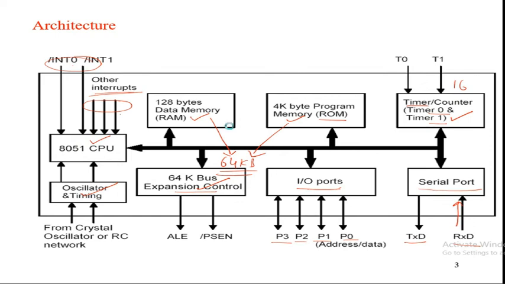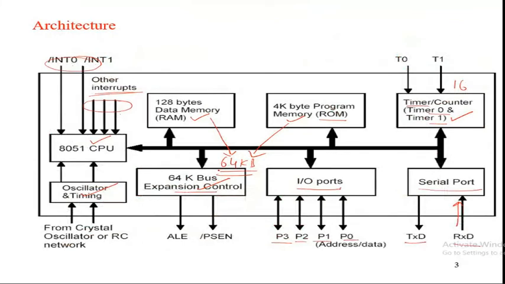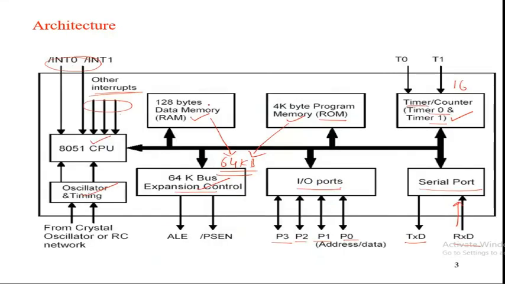Now we know all the features of the 8051 microcontroller. Only those features are available internally, and similarly, all these are available in the form of pins. Suppose to address 64 kilobytes of memory, we need address lines. How many address lines are required to interface 64 kilobytes? 16 address lines. The CPU is an 8-bit CPU, so how many data lines are there? 8 data lines are there.